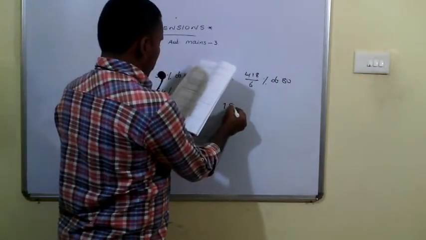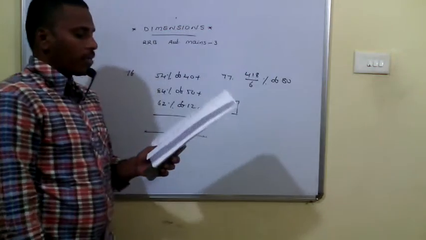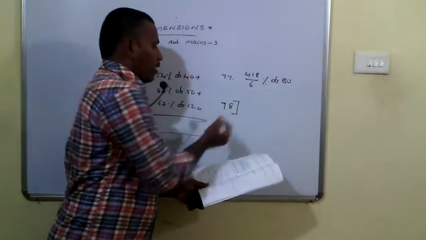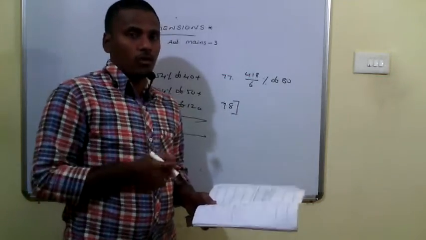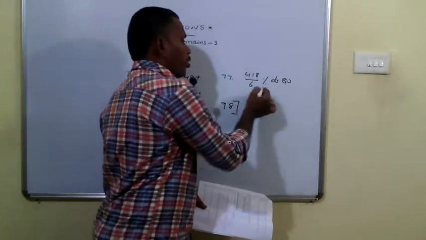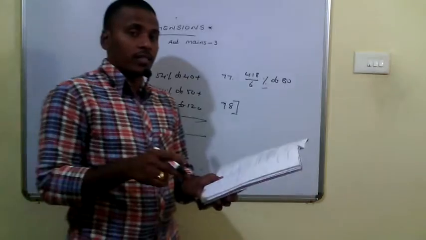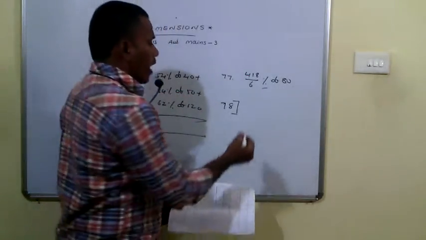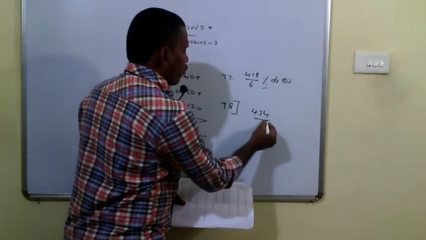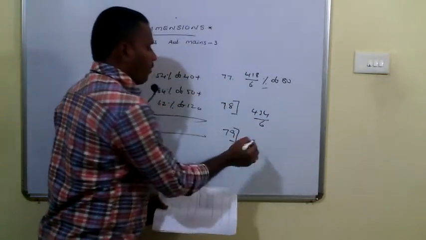Coming to 78. What is the average percentage of marks obtained by all the students in subject A? They asked for the average percentage of marks. In the earlier question they asked for average marks, so we wrote percent of 80. Here they asked for the average percentage of marks, so directly add every value at A. If you add it, you will get 434. 434 by 6 is the required average.